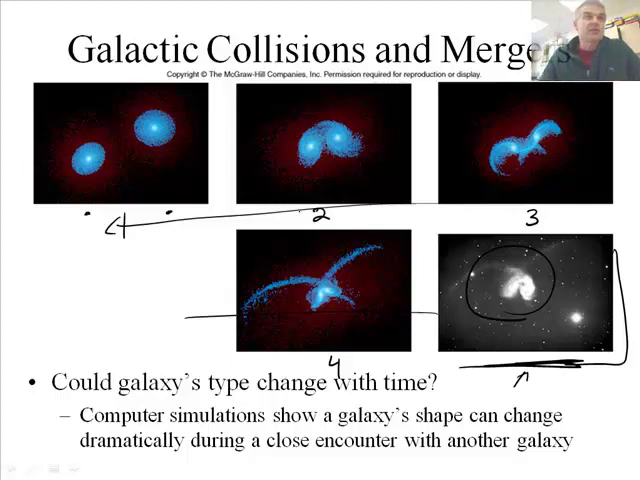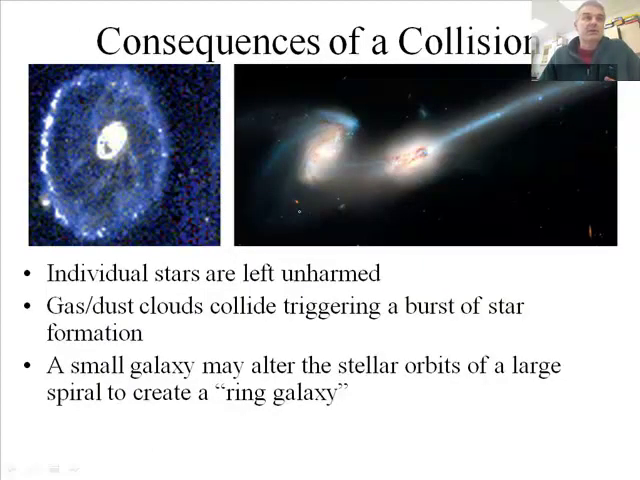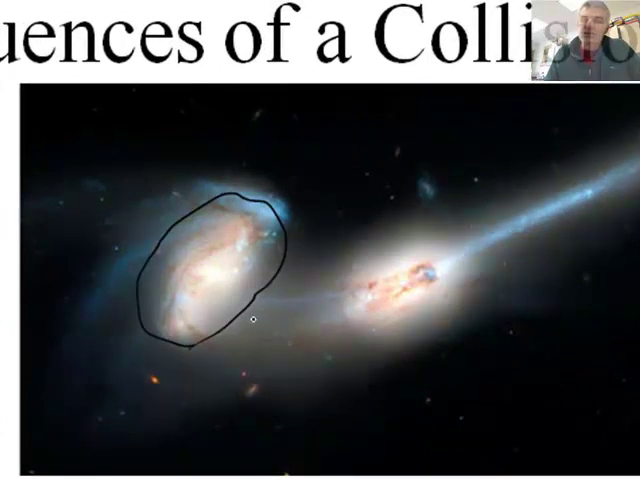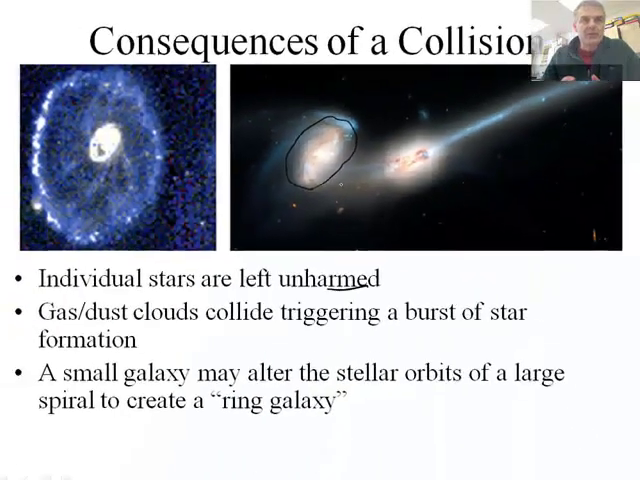And there are pictures of galaxies colliding up in space taken with telescopes, which is pretty cool. So what's the consequence of a collision? Well, individual stars are left unharmed. That seems odd, because when you think of something colliding, you think of things actually hitting each other. But they don't, because even though a galaxy has millions of stars, they're so separated. The stars are very, very far apart, even though it doesn't look like that.